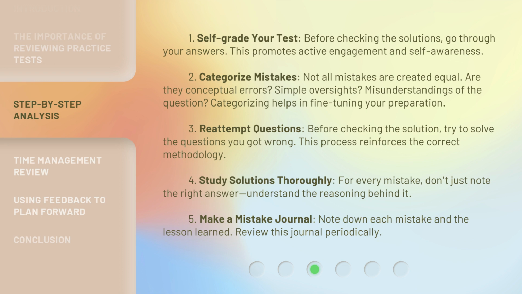3. Reattempt questions. Before checking the solution, try to solve the questions you got wrong. This process reinforces the correct methodology. 4. Study solutions thoroughly. For every mistake, don't just note the right answer. Understand the reasoning behind it. 5. Make a mistake journal. Note down each mistake and the lesson learned. Review this journal periodically.